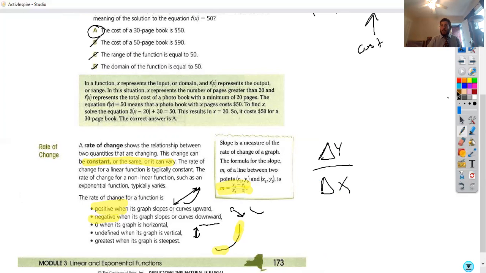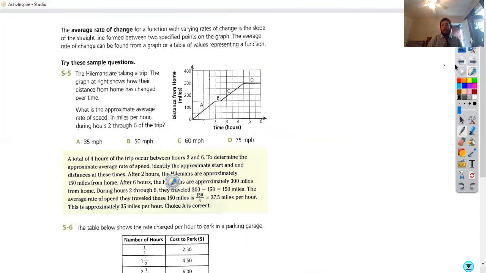So now if we take a look on the next page here, we're going to take a look at the average rate of change. So the average rate of change for a function with varying rates of change is the slope of the straight line formed between two specific points on the graph. So the average rate of change can be found from a graph or table of values representing a function.